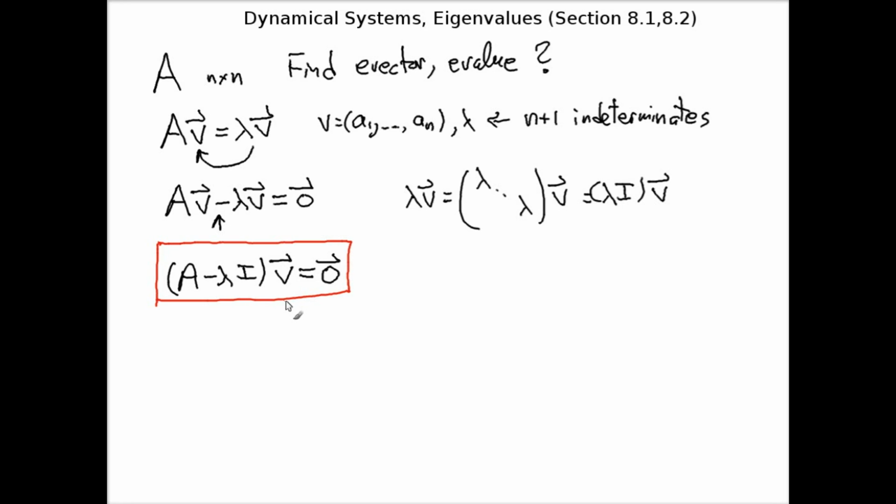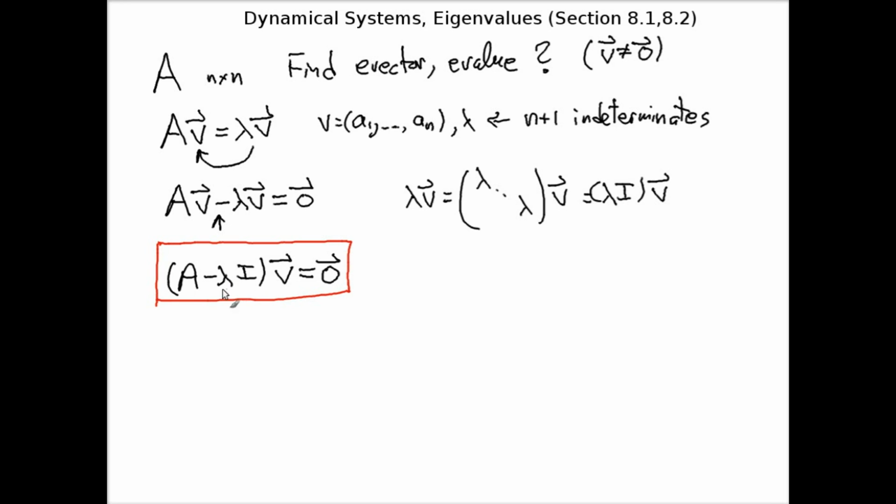Well, remember, I'm supposed to be finding both lambda and V. When does this have a solution? Of course, I can always take V to be 0. Taking V to be 0 on both sides of this is always a solution. And I should have said, we're only interested in non-zero solutions. So when does this equation have a solution?